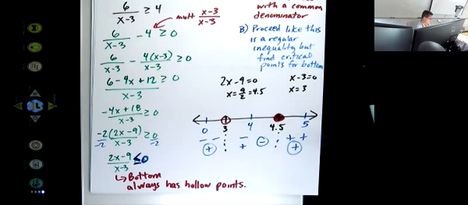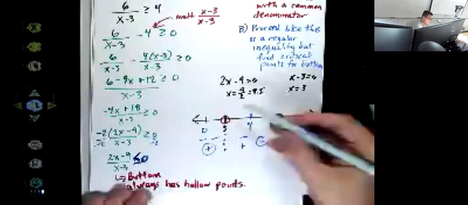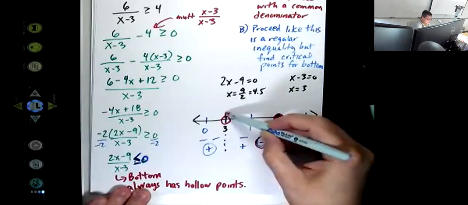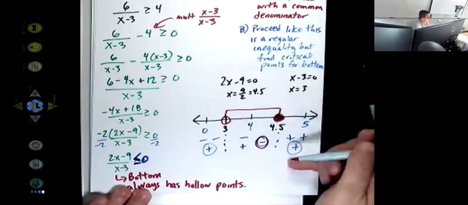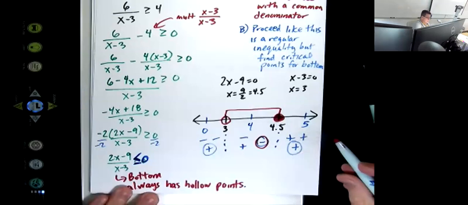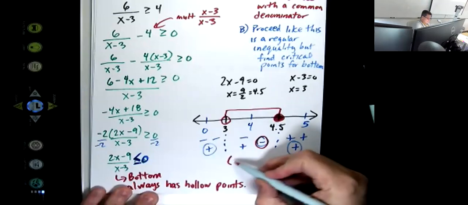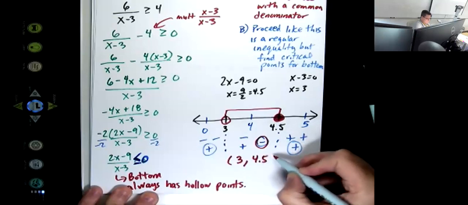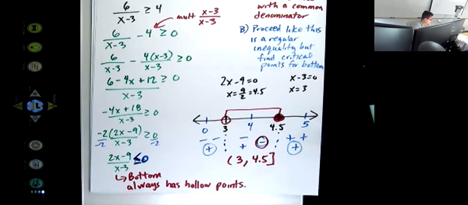We wanted less than 0, so we wanted the negative regions. The negative region is between these. And so I have an interval of 3 to 4.5. 3 gets parentheses, 4.5 is a bracket.